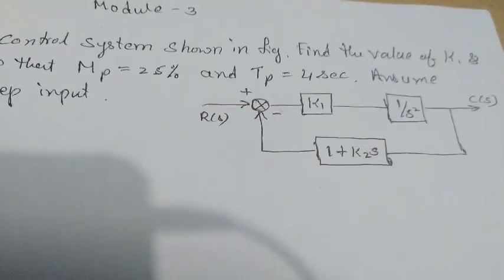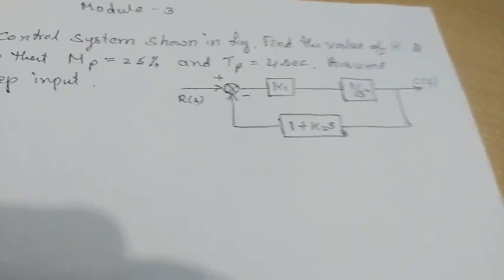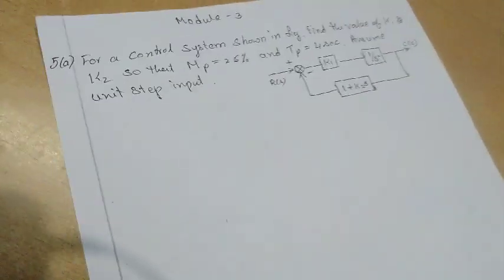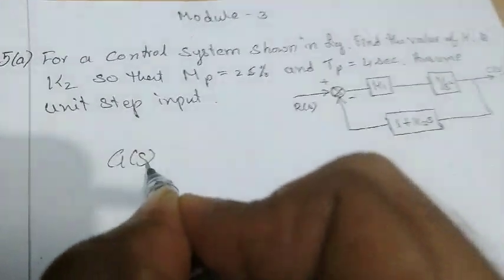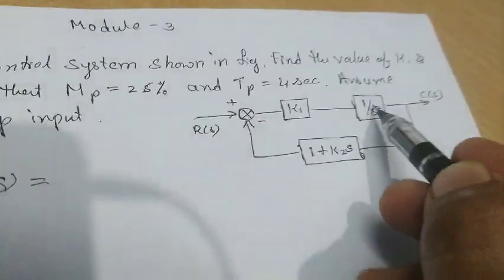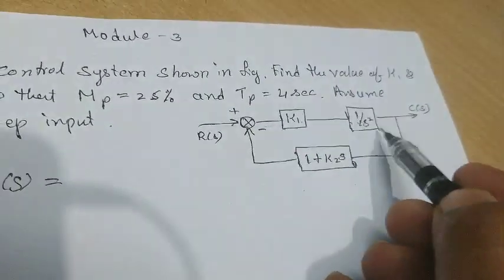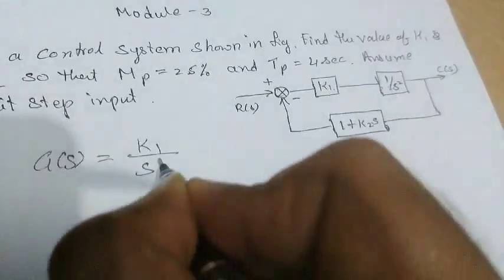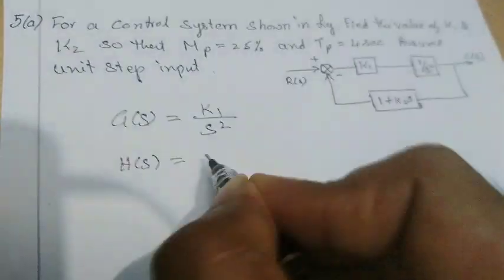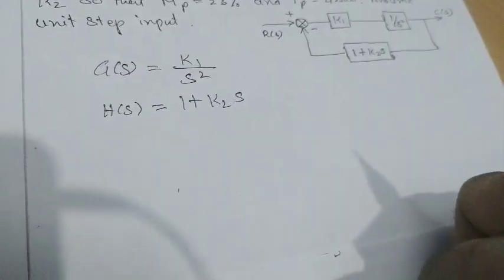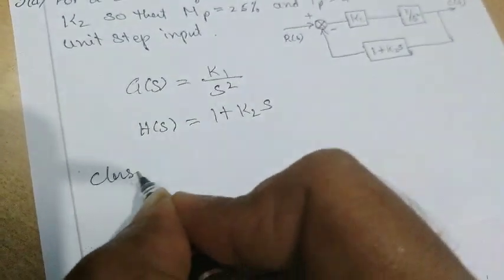So they gave you peak overshoot 25% and peak time as 4 seconds. So from this we'll find out the K1 and K2 values. As we know, from the block diagram, the open loop transfer function G of S is given by, this is K1, these two are blocks in series, so K1 into 1 by S square, so K1 by S square we'll get, and this is feedback, and the feedback element H of S is given by 1 plus K2 into S.